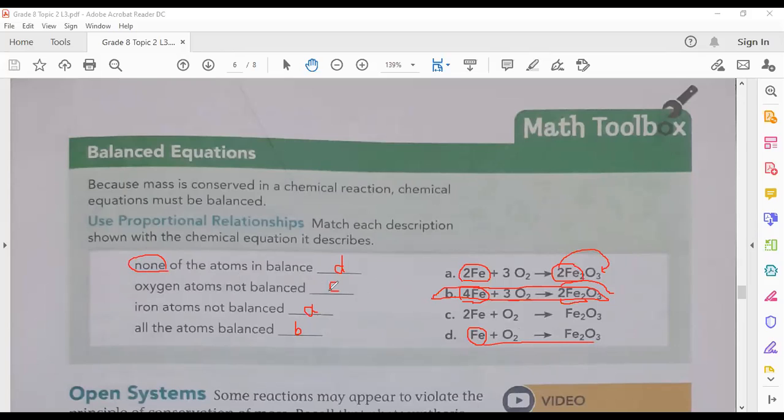In C, only oxygen atoms are not balanced. Notice in C, the iron atoms are balanced, but oxygen atoms are not balanced because we have 2 here and 3 here.